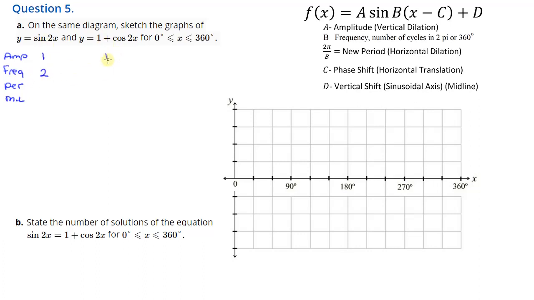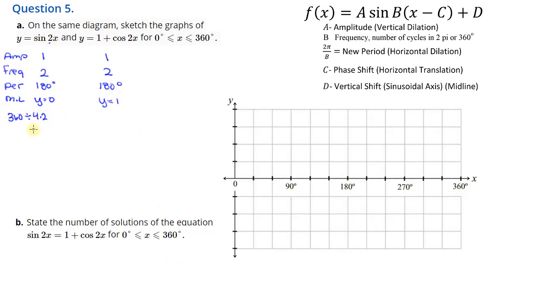Both of them have an amplitude of 1, and they both have a frequency of 2. So that means their periods are both going to be 180 degrees. There's going to be one cycle every 180 degrees. And the midline for the first one is going to be y equals 0, and the midline for the second one is going to be y equals 1.